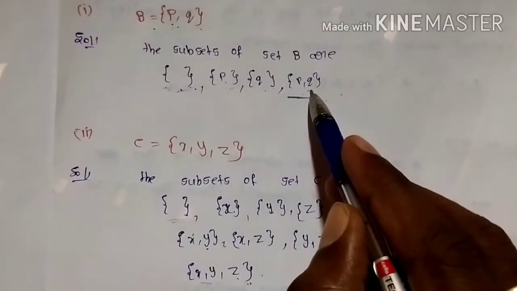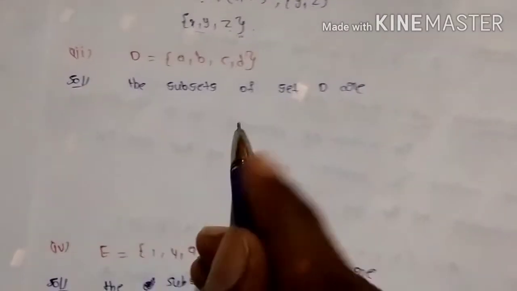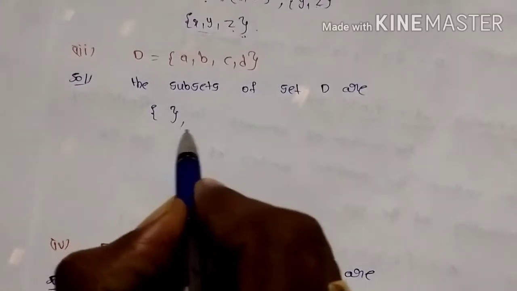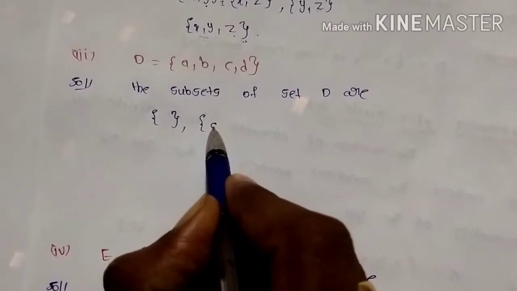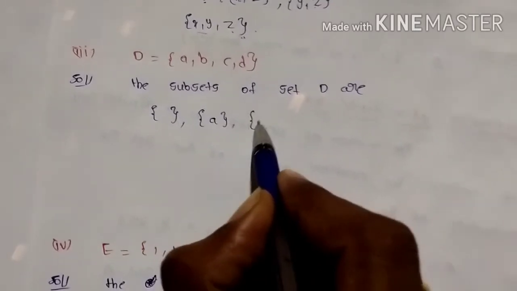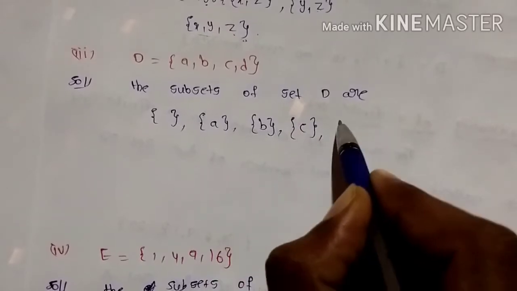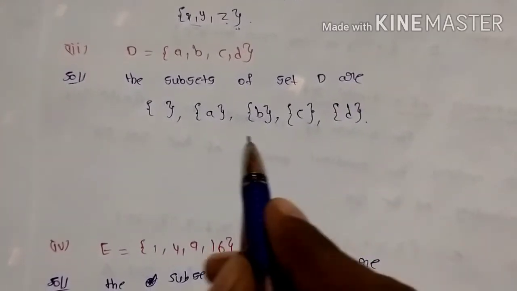If there are 2 elements there are 4 subsets. If there are 4 elements, how many subsets are available? Once you see here, first you write the null set. Next you can consider only one element. That means I am taking A. Next you can consider B. Next you can consider C. Next you can consider D. One element is over.